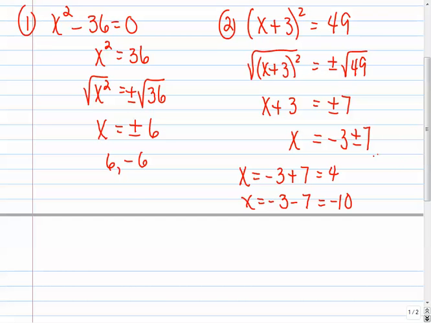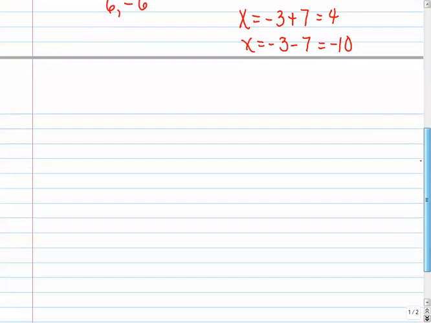And both of these check. If you put 4 back in your original equation, 4 plus 3 is 7, and 7 squared is 49. And then negative 10 plus 3 is negative 7, and when you square negative 7, you get 49 also. So you're going to get two solutions to these. Okay, let's do one more.